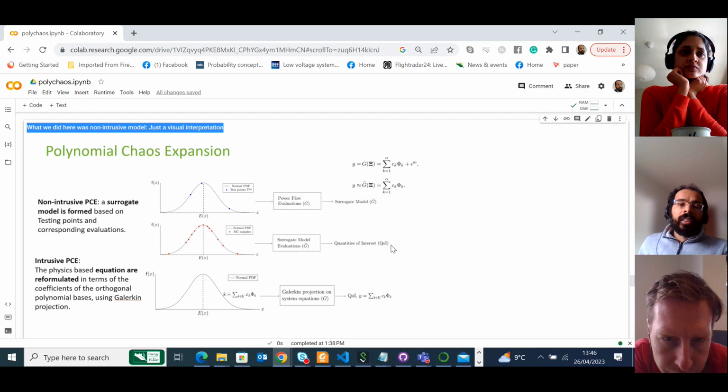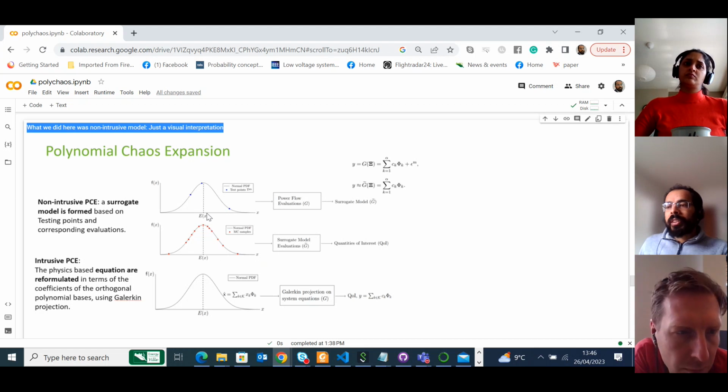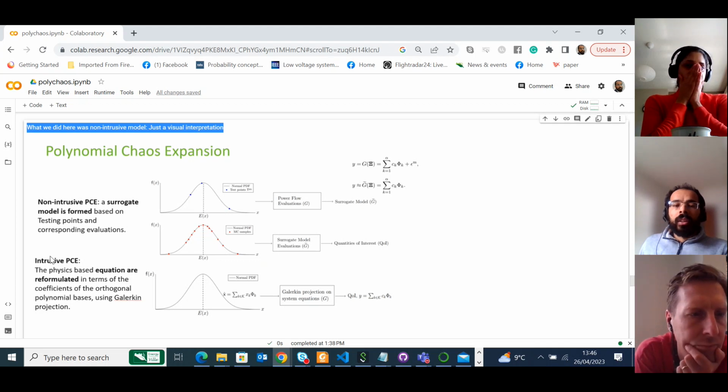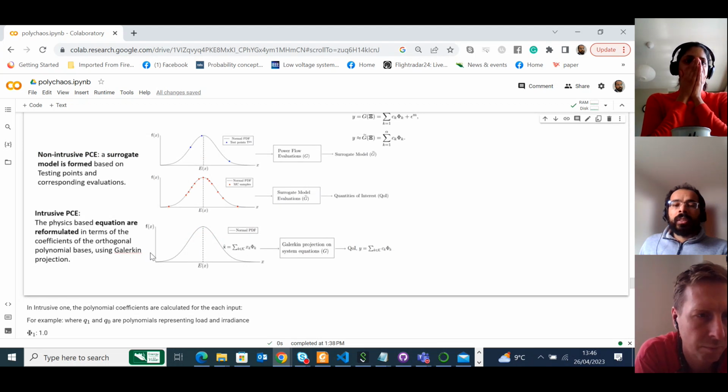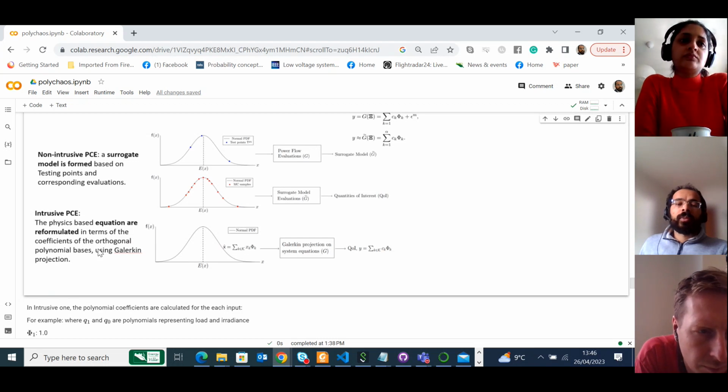As I said, this doesn't solve all the problems. It solves the power flow type of problem. But if you have some constraint which you have to optimize inside the problem, considering uncertainties, then there is a different variant of polynomial chaos, which is called intrusive polynomial chaos. Here, what we do is reformulate the physics-based equations in terms of the coefficients of the orthogonal polynomial basis using Galerkin projection.